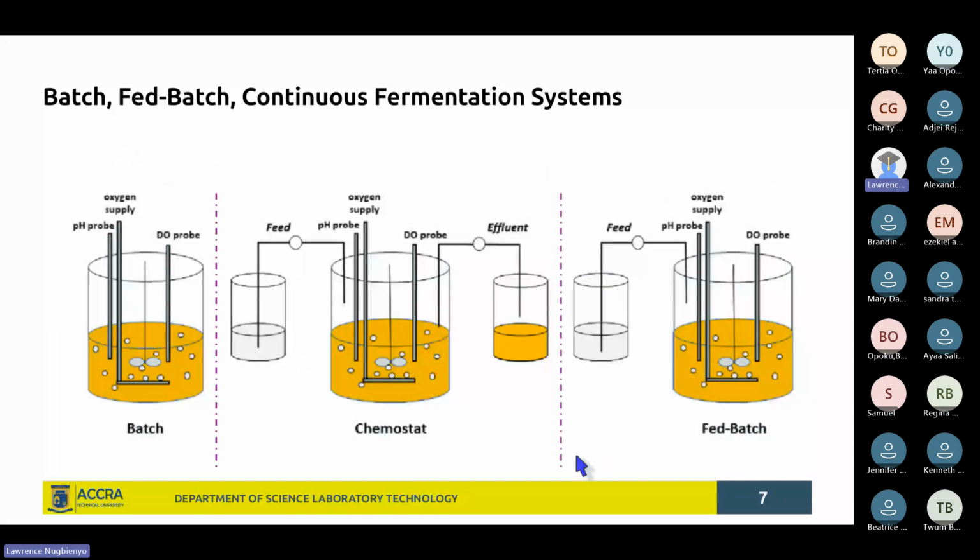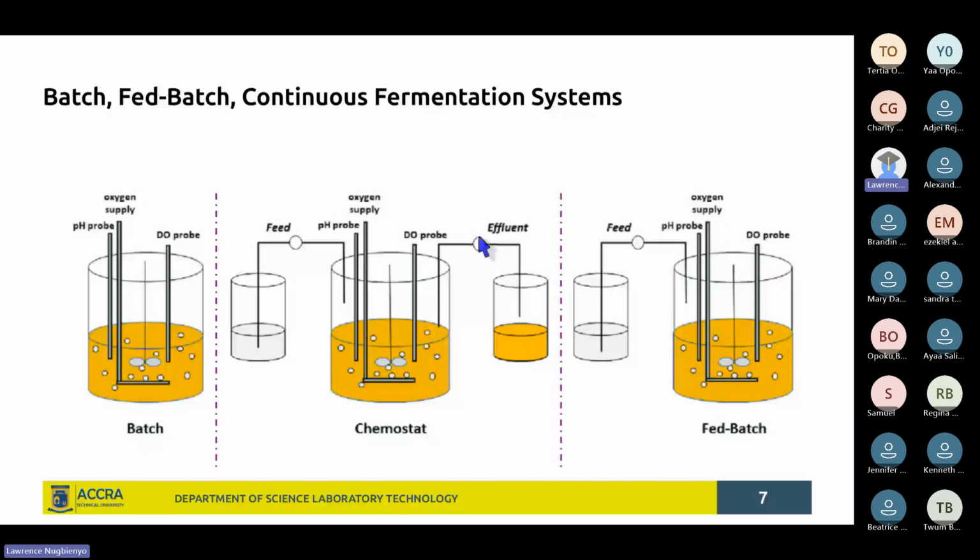Now, this is just to put all of it together for you to see the differences. In the middle, you have the chemostat, the continuous system. And you see that the feed is connected directly to the processing system. At the same time, you have the harvesting system also connected, so that you have the flow of feeding in the media, production ongoing, and harvesting ongoing at the same time.